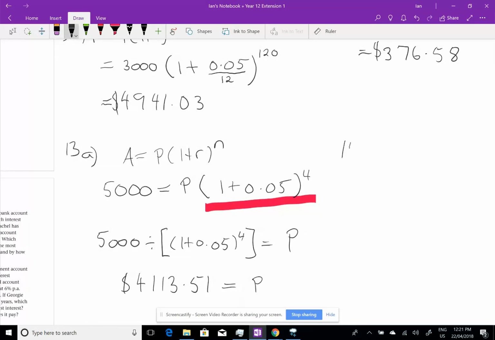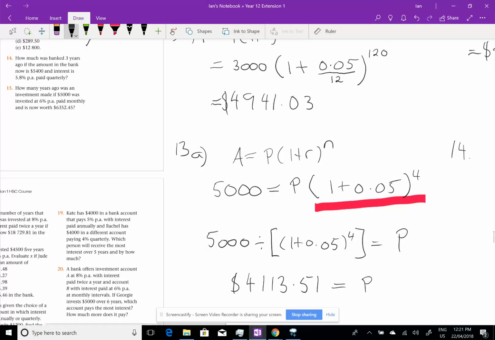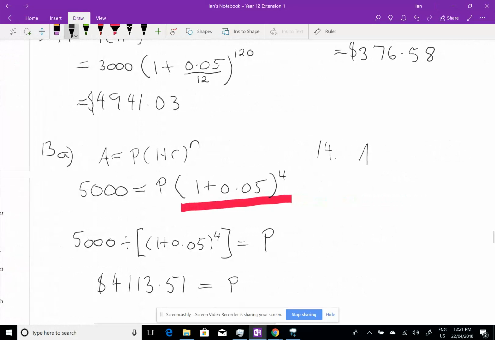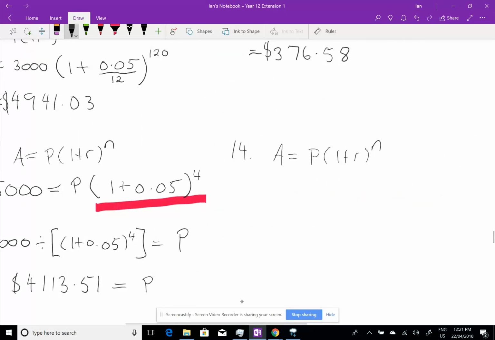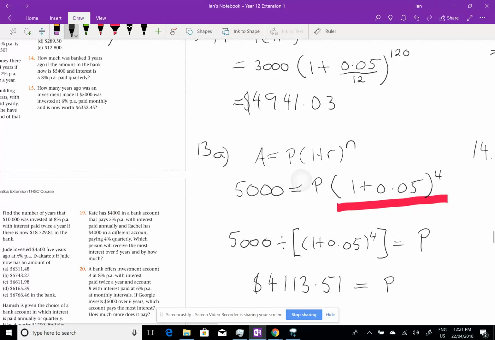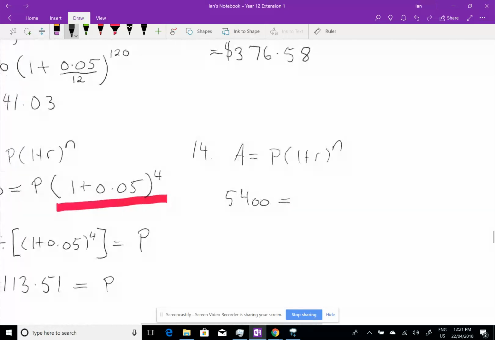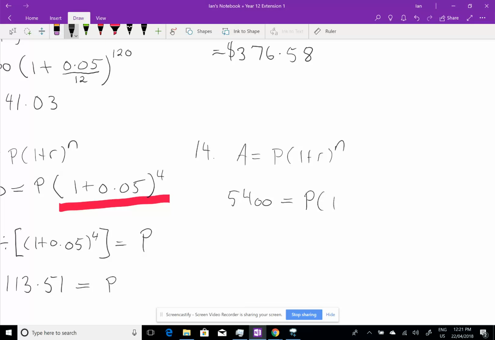So 14. A equals P(1 plus R) to the N. Well, how much is in there? 5,400. My interest rate is 5.8. It's 3 years and it's quarterly. So my principal, that's what I've got to find, 1 plus 0.058. It's quarterly, so I'm going to divide that by 4. It's 3 years, but because it's been going through quarterly, that's going to be a 12.